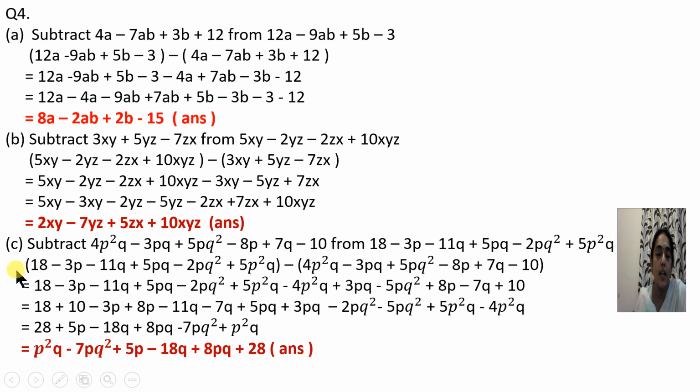After that, we collect the like terms, first the constant term, then all the terms with p, then with q, then with pq square, and then p square q. And after that, I get 28 plus 5p minus 18q plus 8pq minus 7pq square plus p square q. So this is the answer. You write this first. P square q minus 7pq square plus 5p minus 18q plus 8pq and plus 28. Always write the constant in the last.